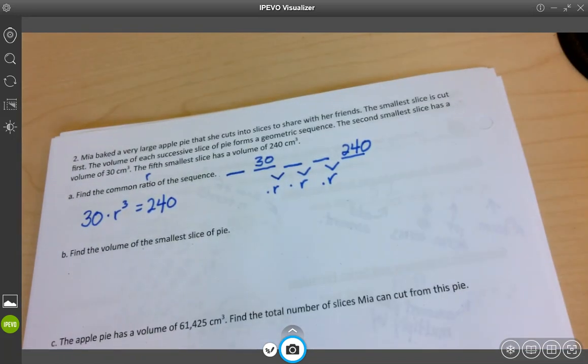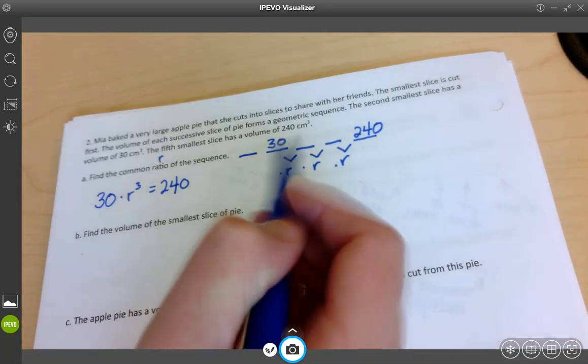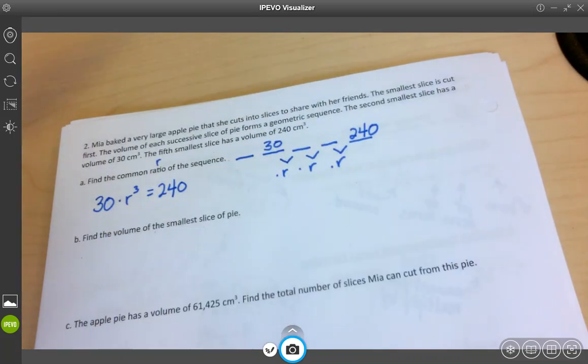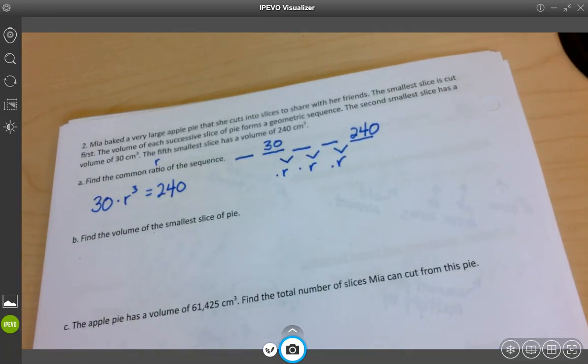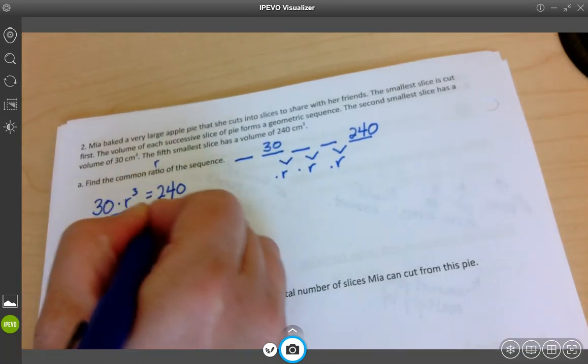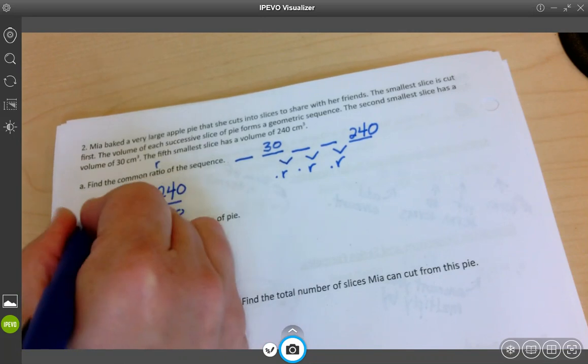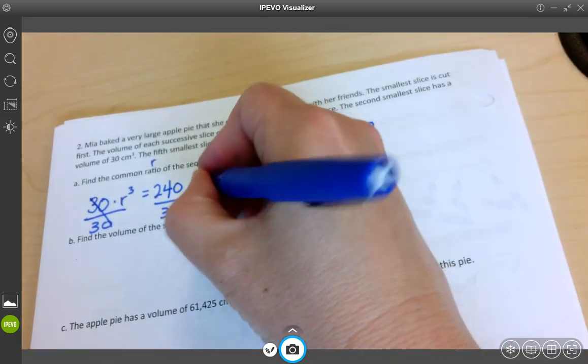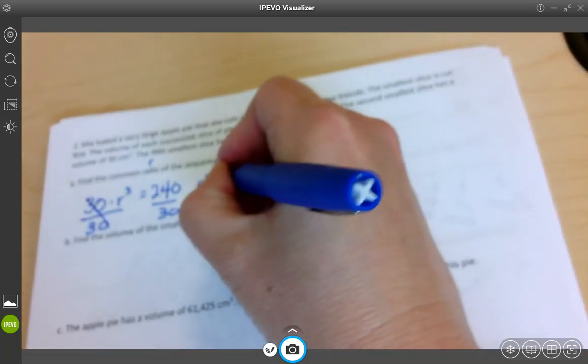So when it's an easy number like 2, I think guess and check is a perfectly good way. But if I'm going to get something like 5/4, I'm probably not going to guess and check that. So it's good to have a way to do it. So if I start with 30 and I multiply by r 3 times, I get 240. If I'm solving this for r, what would be the next step? Divide by 30, good. And I get r cubed equals 8.